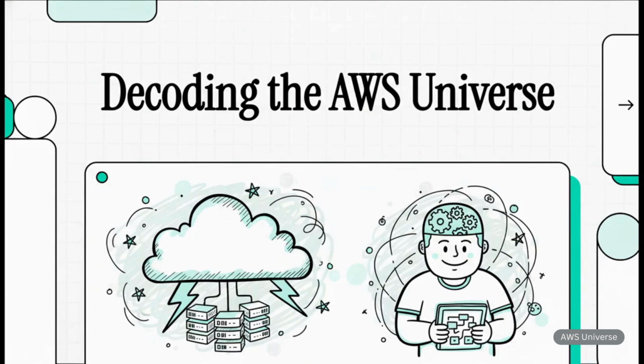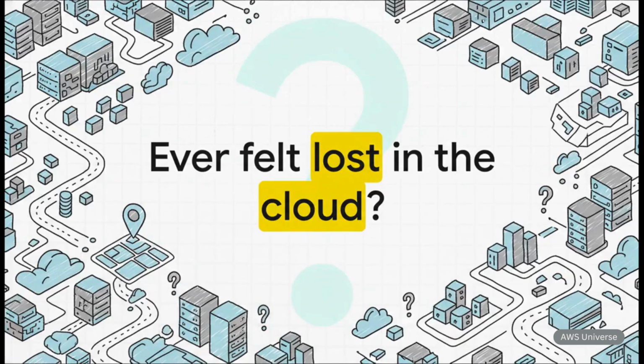All right, let's talk about one of the most powerful and, let's be honest, kind of confusing platforms out there, Amazon Web Services. We're going to try and cut through all that complexity and make it crystal clear. So let's dive in. You know that feeling, right? You look at the AWS service list and it's just this wall of cryptic names. It feels like you've been dropped into a new country and they forgot to give you the map. If you've ever felt your brain just short-circuit looking at it all, trust me, you are not alone.